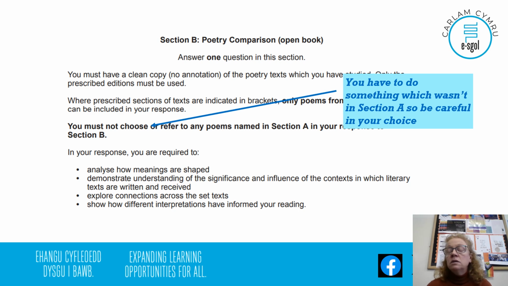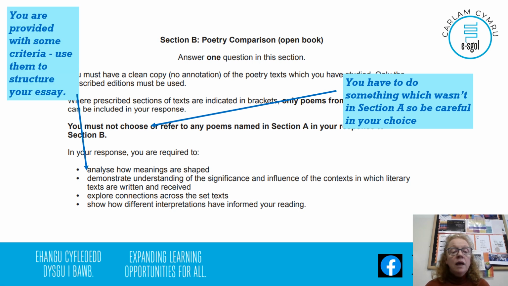So say you did do Havisham and betrayal in section A, you can't use Havisham in section B. You have to choose different poems by Duffy. You will get some criteria, so it does give you some success criteria. Look at them to structure your essay. It gives you bullet pointed tips.